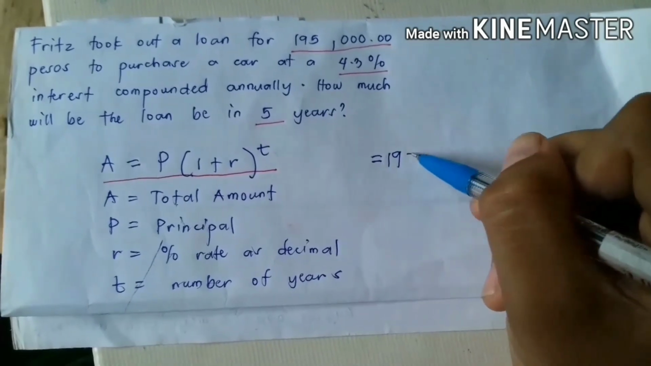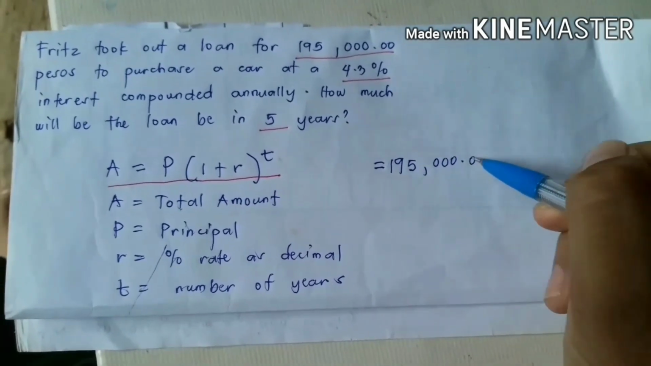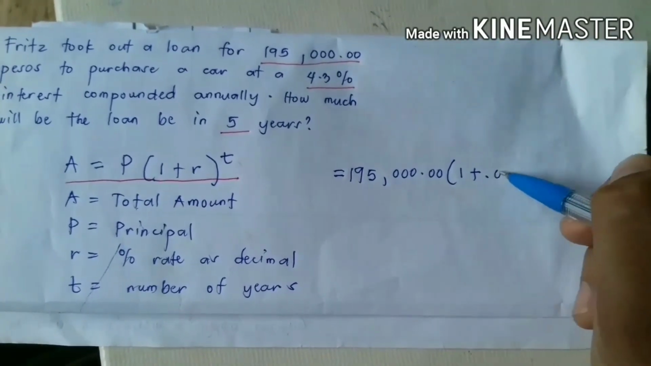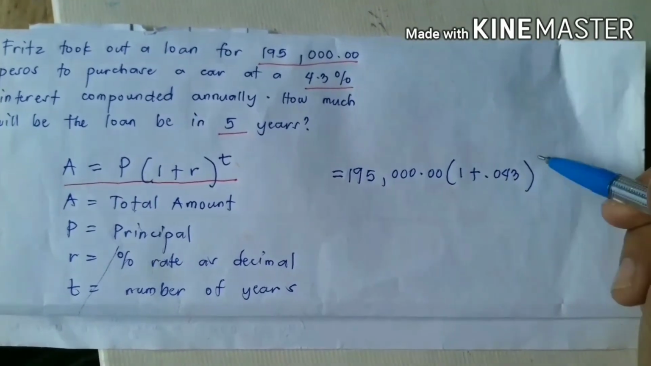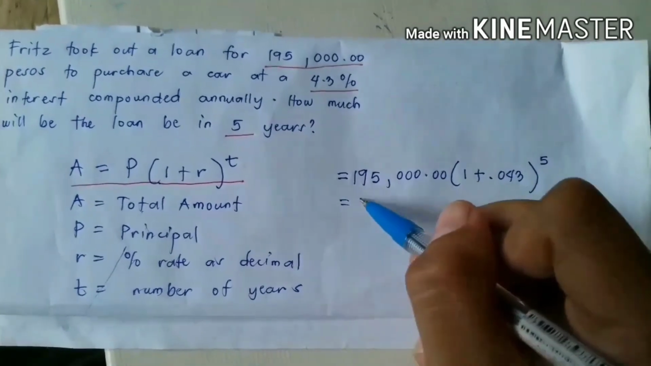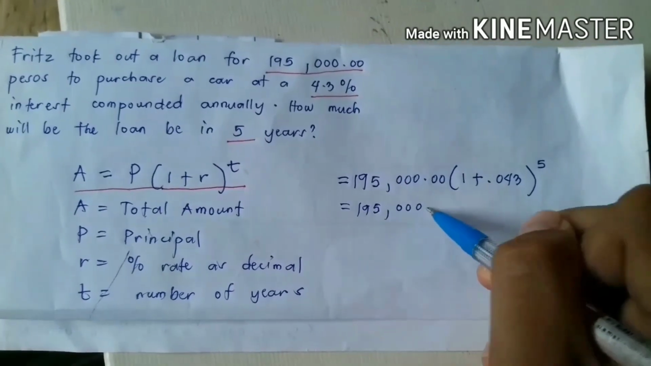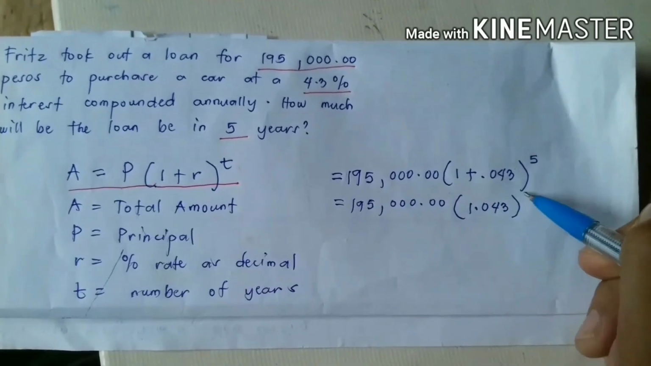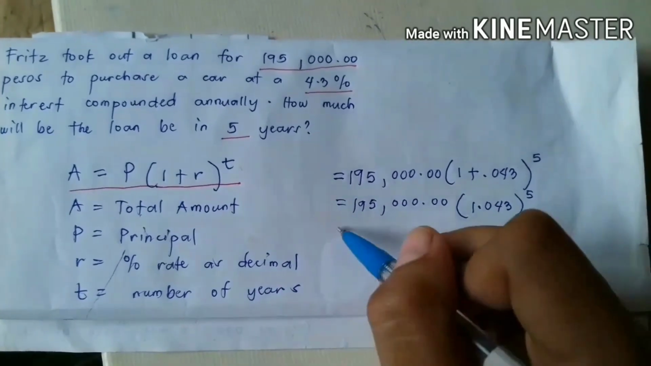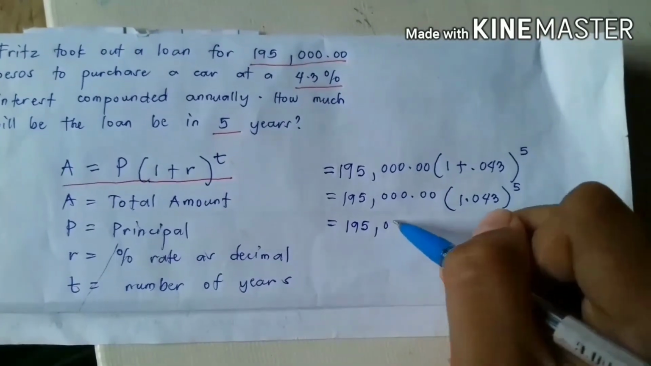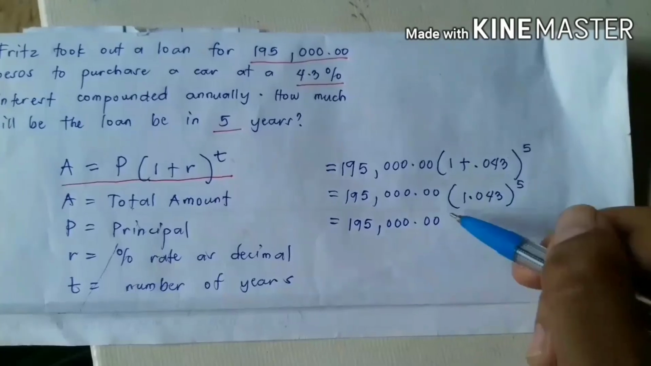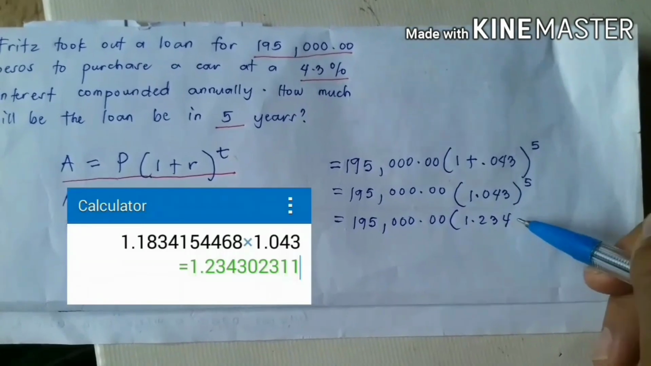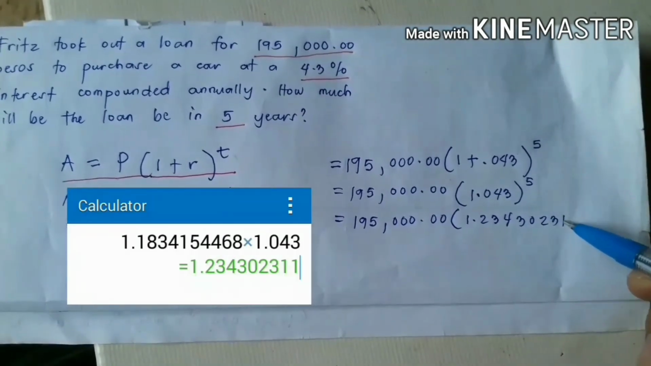Substitute 195,000 pesos times (1 plus 0.043) raised to the power of 5. Follow the PEMDAS rule. 1 plus 0.043 is equal to 1.043. 1.043 raised to the power of 5 is equal to 1.234302311.